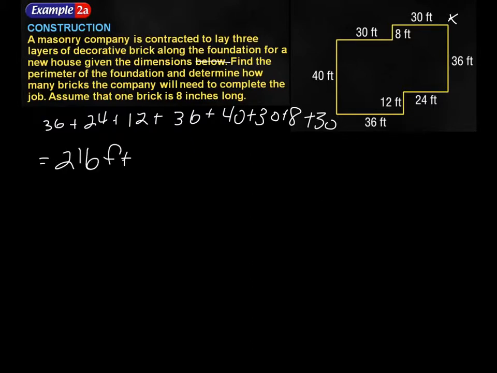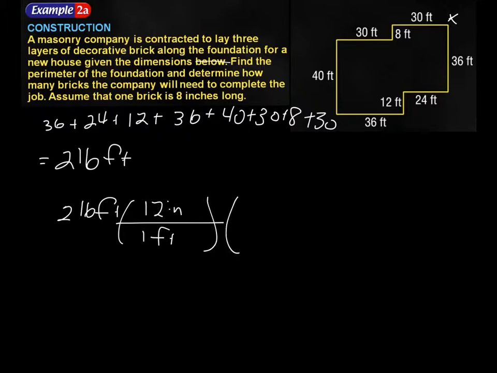And when we add, we get 216 feet for the perimeter. But then they ask how many bricks we're going to need. Well, we need to change feet to inches. 1 foot is 12 inches. And then they said each brick, 1 brick, is 8 inches. So now I've got the number of bricks in 1 layer, because the feet would cancel out, the inches would cancel out.